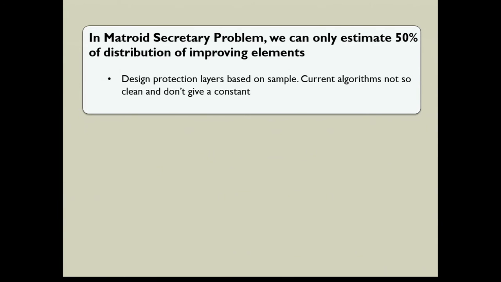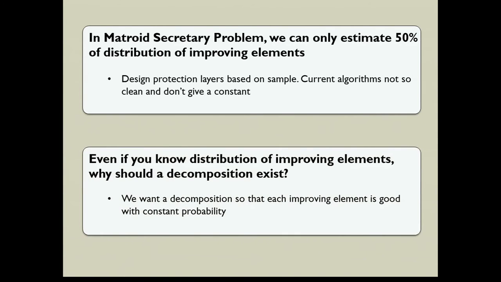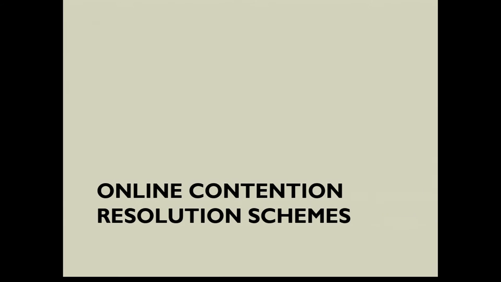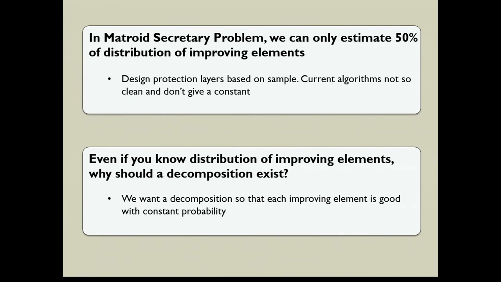But the second problem is that even if you know the distribution of improving elements, why should such a decomposition always exist? That's not clear either, right? Why should I be able to decompose my problem so that all elements become good? We want the decomposition so that each improving element is good with constant probability. And the second question, to just show that this is possible, brought us to what we call online contention resolution schemes. I will answer this question and that has a clean proof.